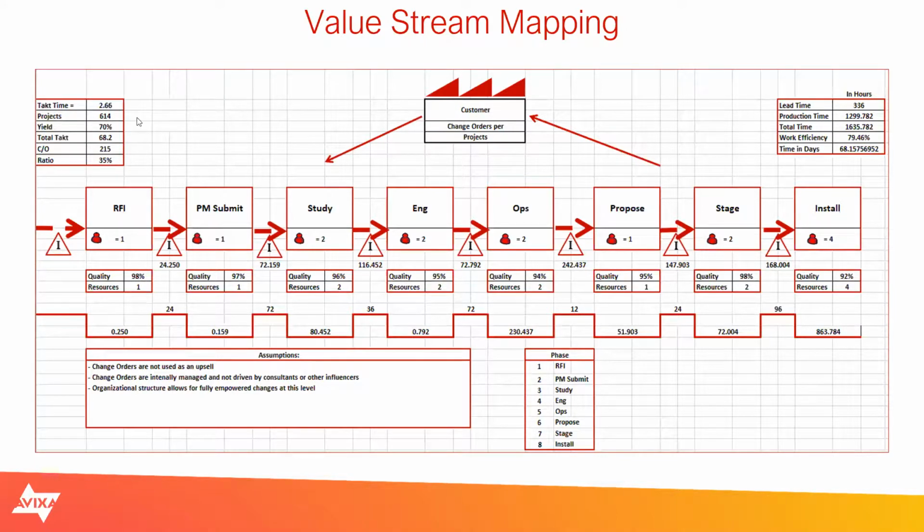We use this analysis to determine where we want to try and make corrections to improve the process, mostly to improve the quality. We found here's where we're being bogged down, the phase where most of those errors are coming from.